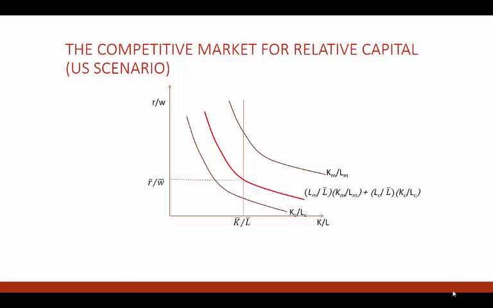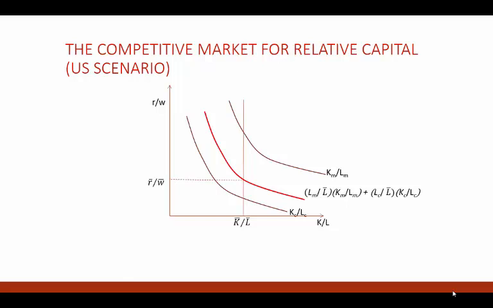The reason for this is that machine production is capital intensive, so at each relative rental price, the demand for relative capital is greater in machines than in cloth. The red demand line between the two is the weighted sum of both demand curves given by the equation in the previous slide. If it is closer to the demand for relative capital in cloth, then it means that many more workers are working in the cloth industry. That is, Lc over L bar is greater than Lm over L bar, and vice versa.